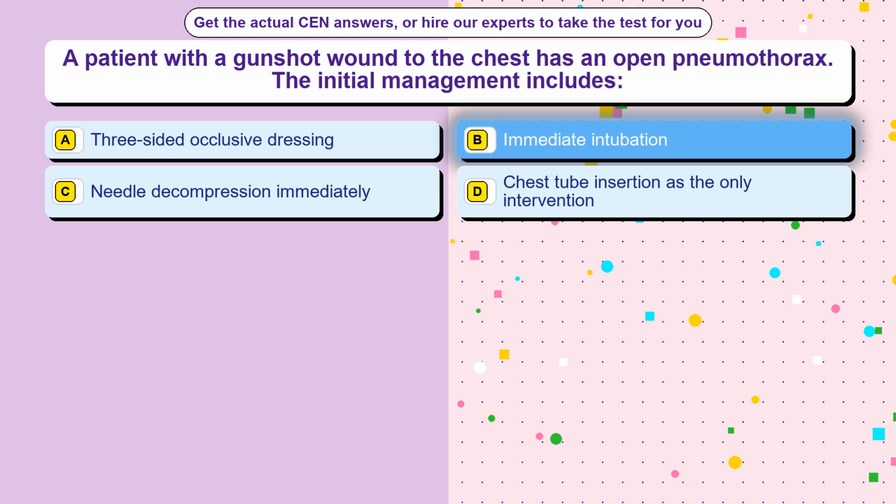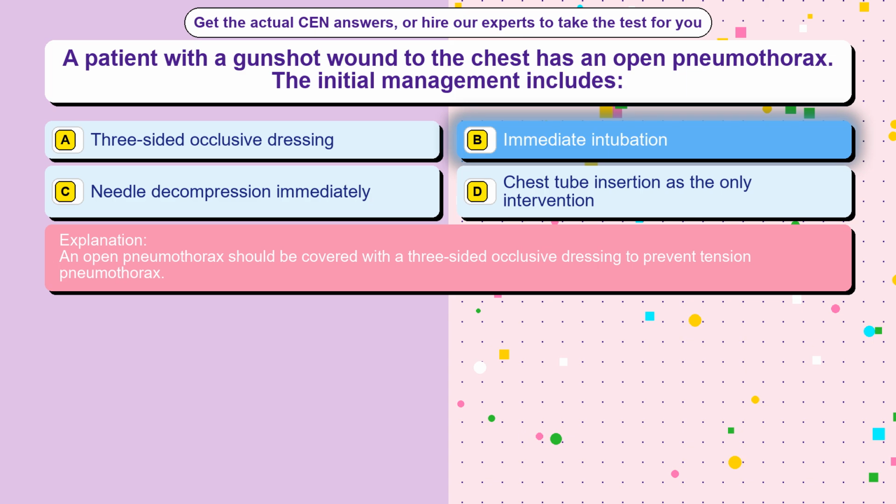The correct answer is option B, immediate intubation. An open pneumothorax should be covered with a 3-sided occlusive dressing to prevent tension pneumothorax.